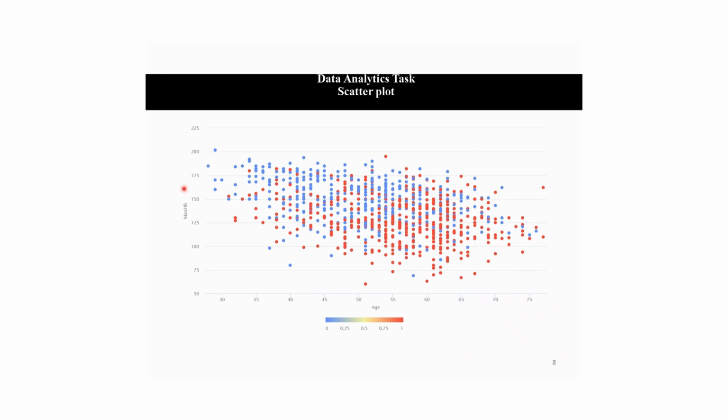From this scatter plot, we plot age versus maximum heart rate. Red dots indicate the disease and blue dots indicate normal. As seen in the correlation matrix, maximum heart rate is negatively correlated to heart disease, that means they are inversely related. If a person has a lower heart rate, then the chance of heart disease is higher. As seen from the plot, older people have a lower maximum heart rate, so the chance of heart disease is higher. But with only these two features we cannot decide directly.